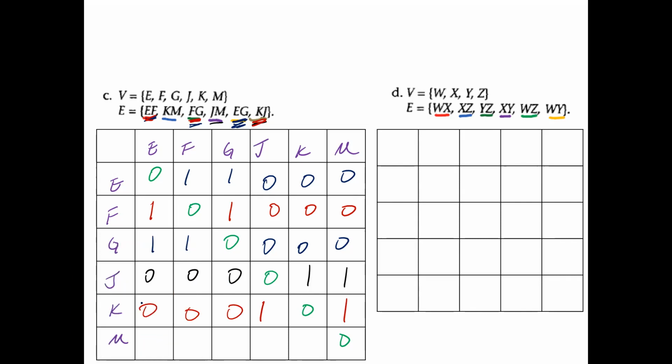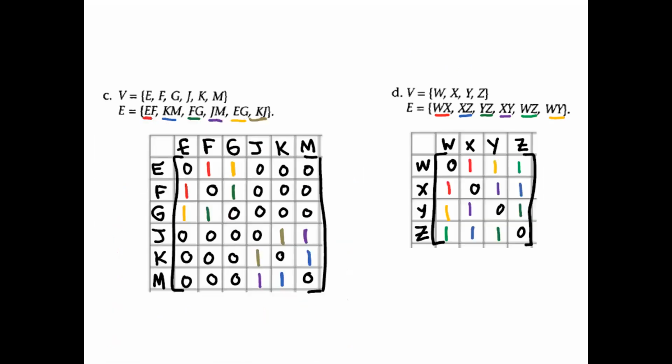All right, you guys, ME is 0, MF is 0, MG is 0, MJ, there's one right there, and MK, there's one right there. And this is how you fill out the adjacency matrix using the vertice list and edges list. Now I want you guys to try this one on your own. All right, take a look at your answer then.